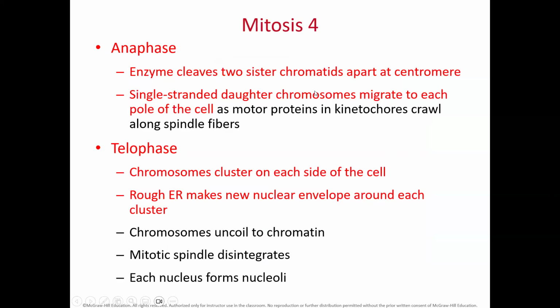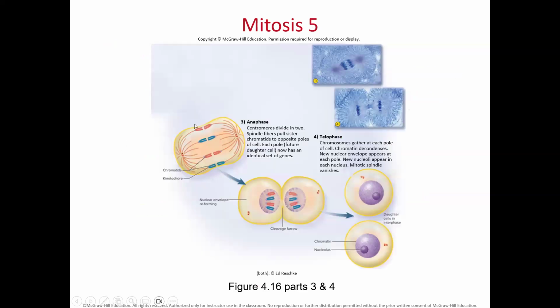Single-stranded daughter chromosomes now, because we're separated, they're no longer considered chromatids. They're now chromosomes. Each of the chromosomes will then migrate to the opposite side. Here's mom's copy of chromosome one. It's going to go to this side. It's going to turn into a different cell here. The other copy, remember, DNA replication, we duplicated it. The other copy of chromosome one from mom goes to the other side. Chromosome one from dad, this side. The other copy, this side.